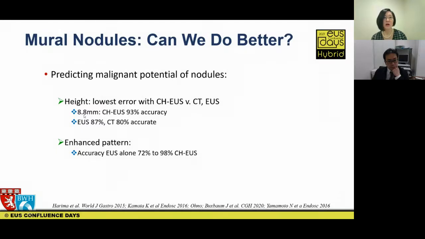In fact, it also seems helpful in predicting the malignant potential of nodules, where for a nodule height of at least 8.8 millimeters, you found that the contrast harmonic EUS was highly accurate at predicting malignancy, more so than EUS or CT.